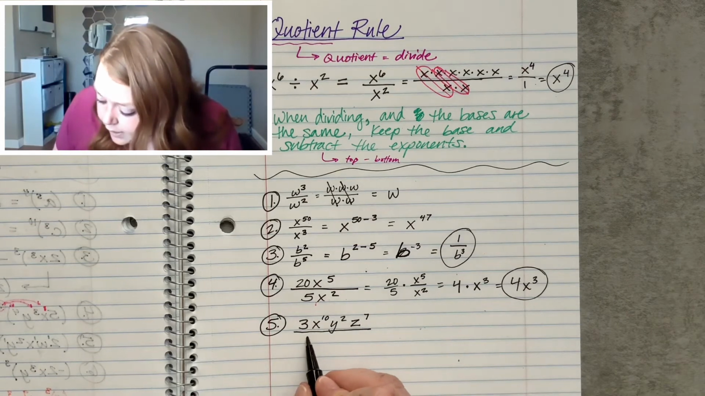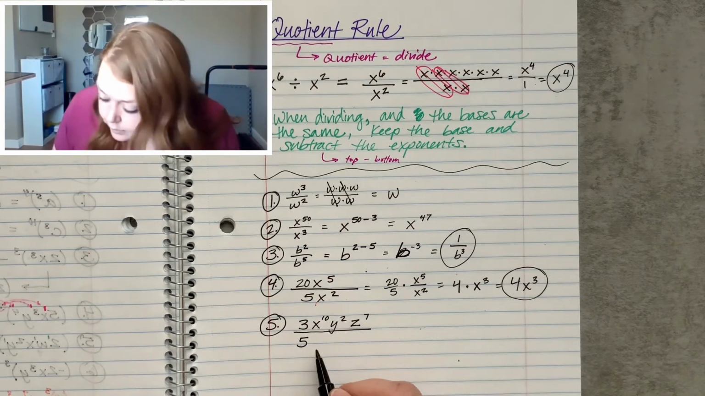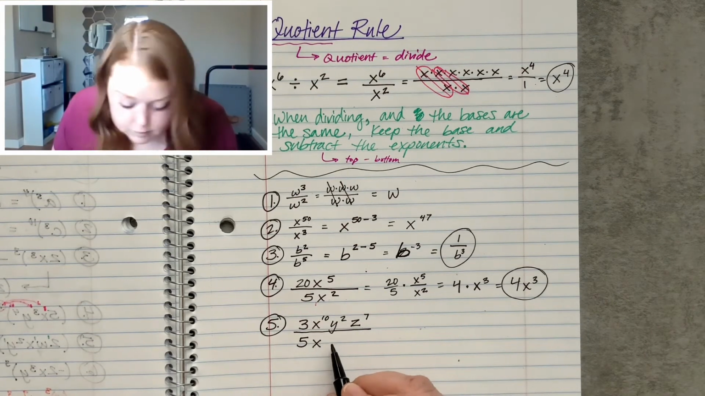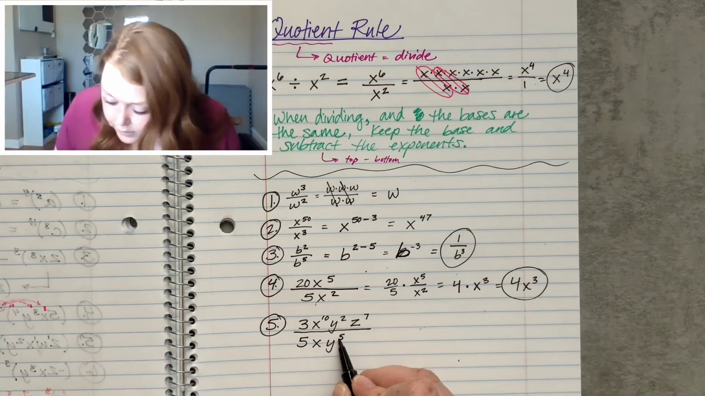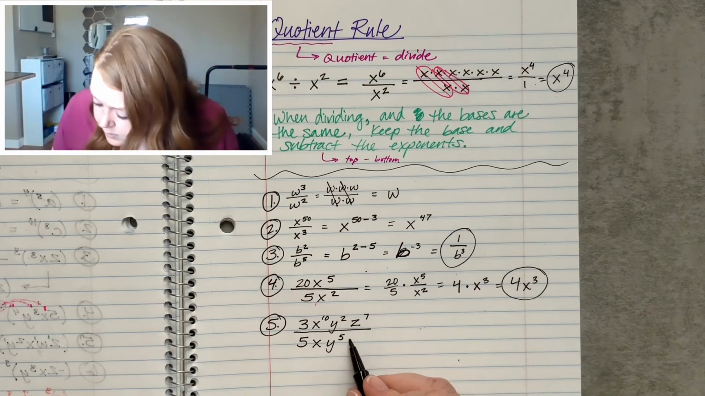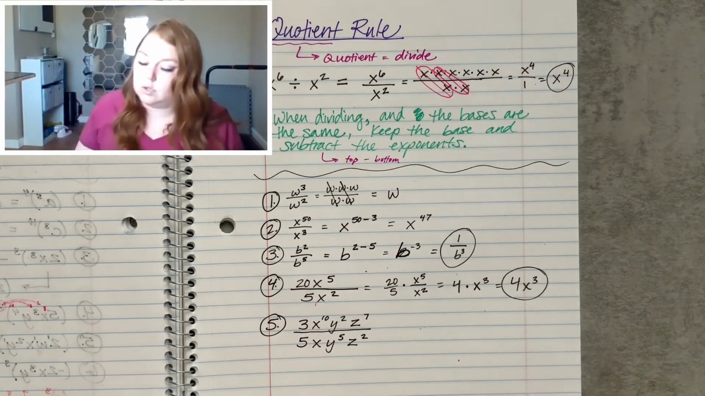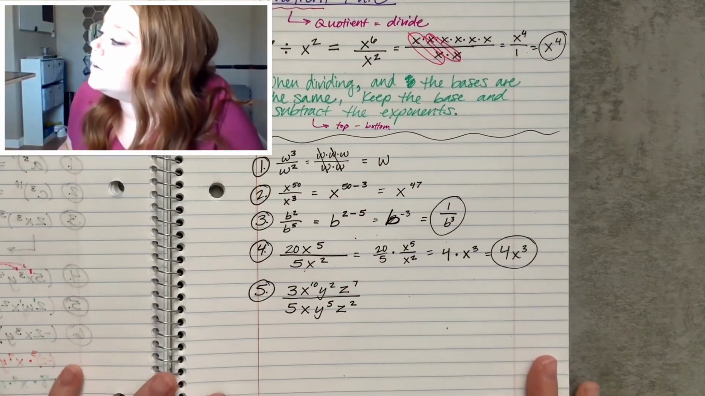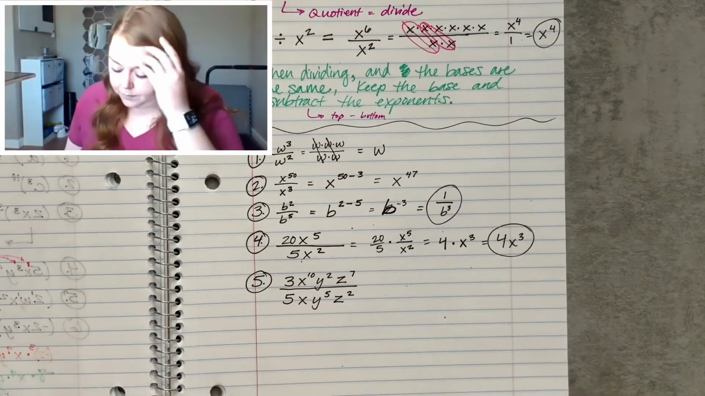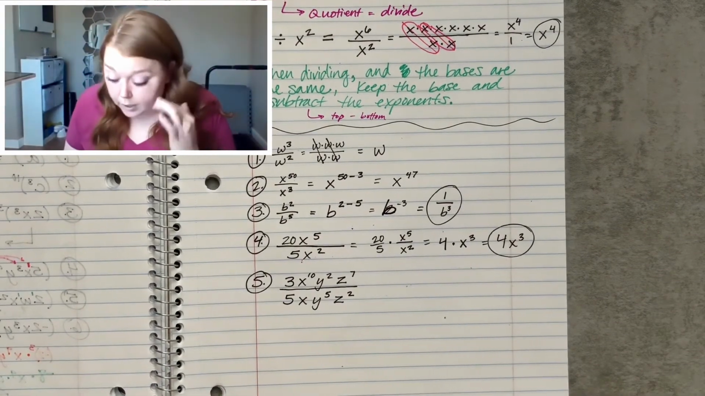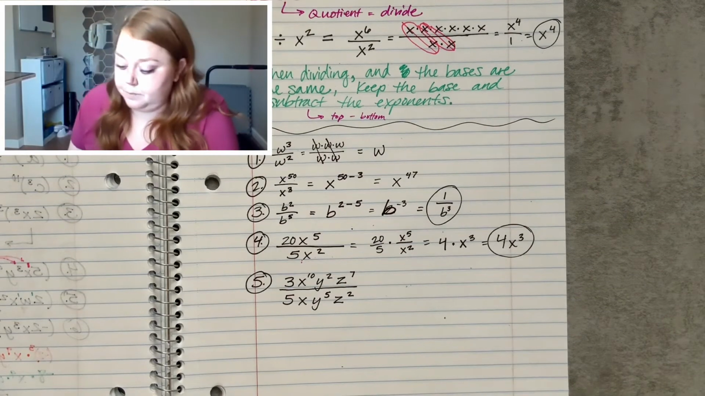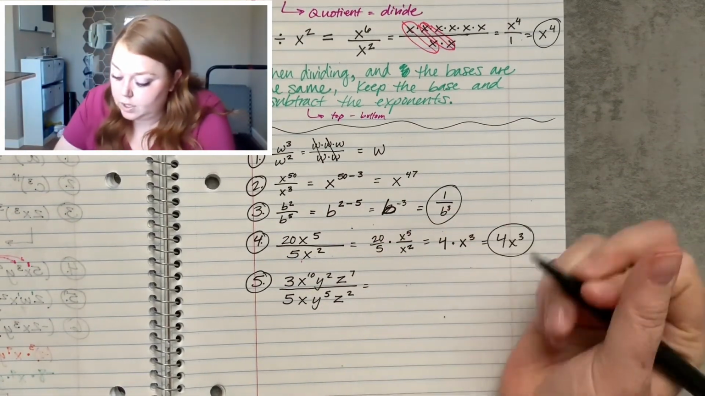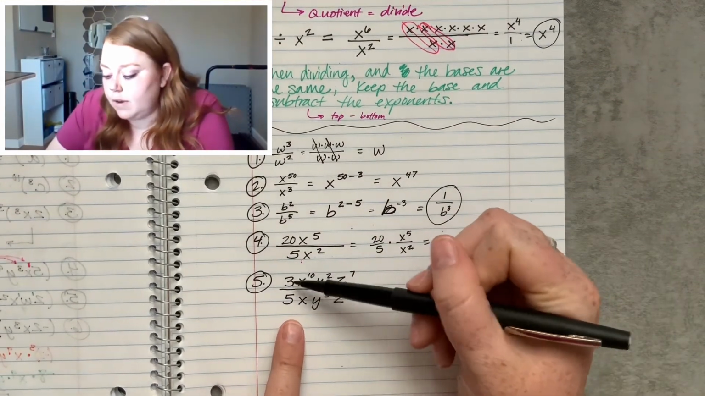In the bottom, you have 5 times x times y to the 5th times z squared. Whew. Double check that you wrote that down correctly. Okay. You can break this apart. I think it might be a good idea on this one.